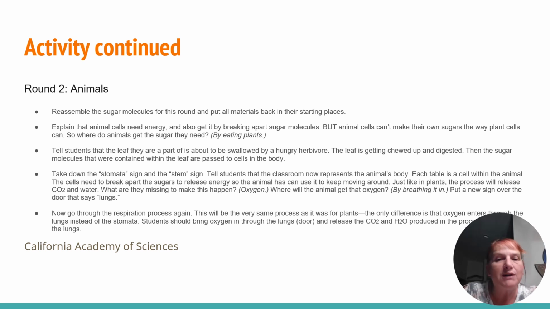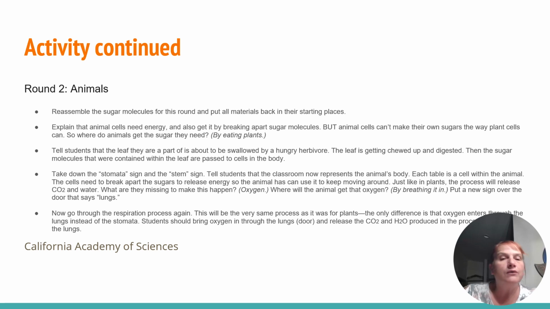The cells need to break apart the sugars to release energy so the animal can use it to keep moving around. Just like in plants, the processes will release carbon dioxide and water. What are they missing to make this happen? We know it's oxygen. Where will the animal get that oxygen? We know it's by breathing it in.